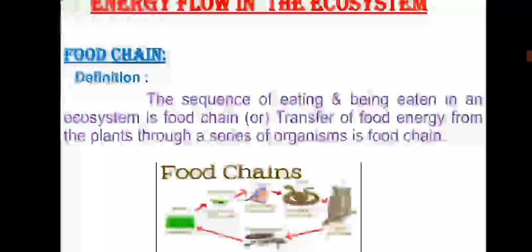The energy can pass from one organism into another organism by means of food chain. The sequence of eating and being eaten in an ecosystem is known as food chain. That is the transfer of food energy from the plants through a series of organisms.